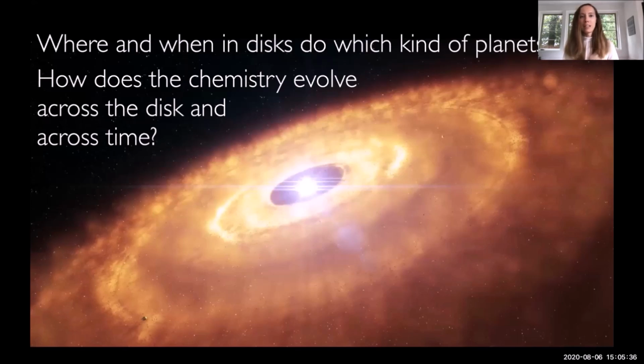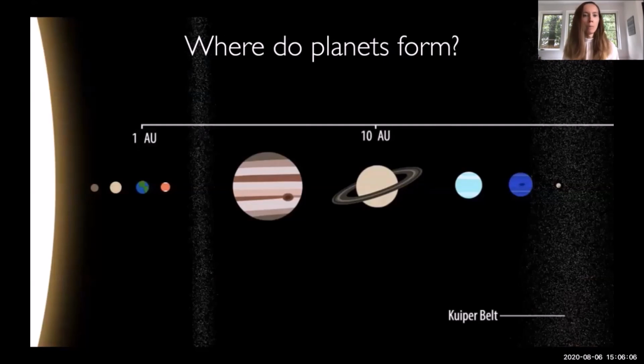So two things that I want to talk about. How can we get clues to where and when different kinds of planets form? And how do we know what the chemistry is like in these disks and how it evolves, both over the extent of the disk and with time as planets are assembling? So let's start with the first question: how we can use our chemical understanding of these disks to say something about where planets form.